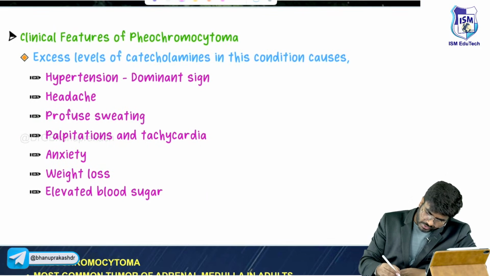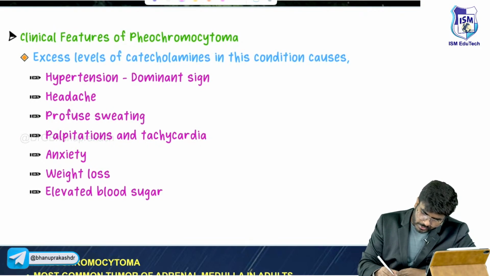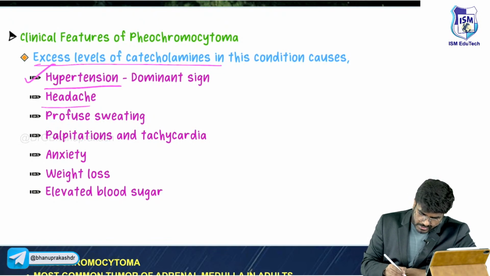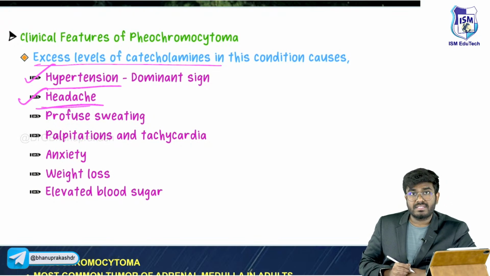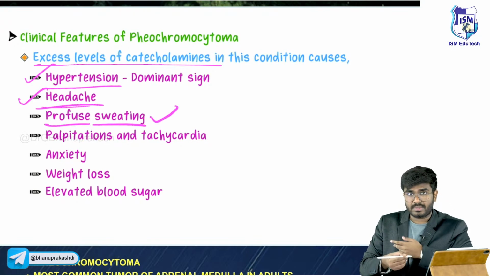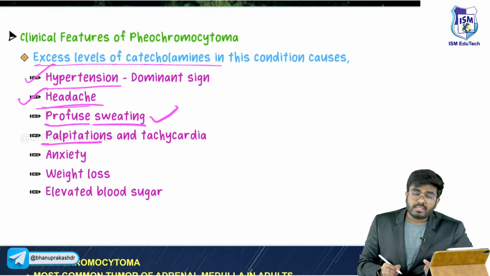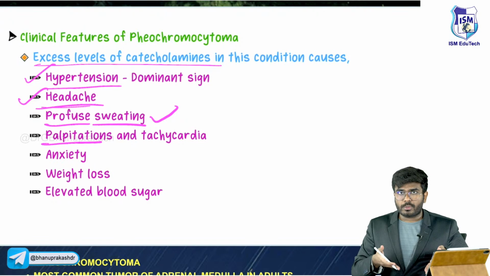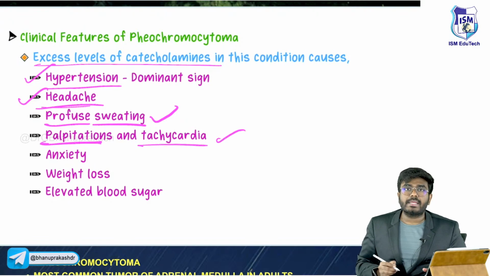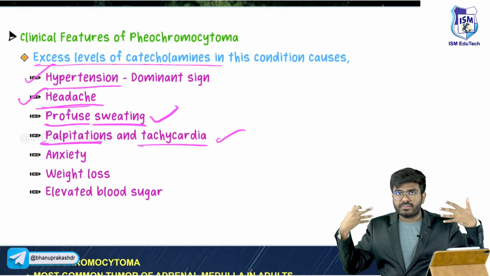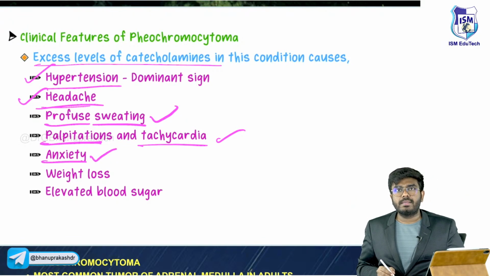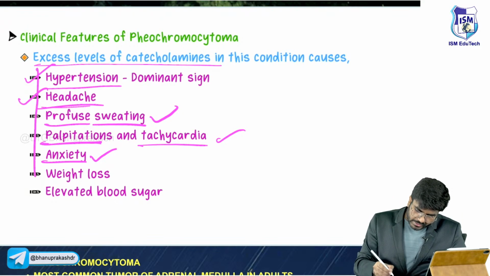So let me see what the clinical features are. Excessive levels of catecholamine are going to cause hypertension. That hypertension can lead to headache. Sympathetic features, more sweating. Sympathetic hormones increase the heart rate, so in pheochromocytoma there are palpitations and tachycardia. The sympathetic nervous system excites the neurons, so anxiety. These are the important clinical features I want you to know.